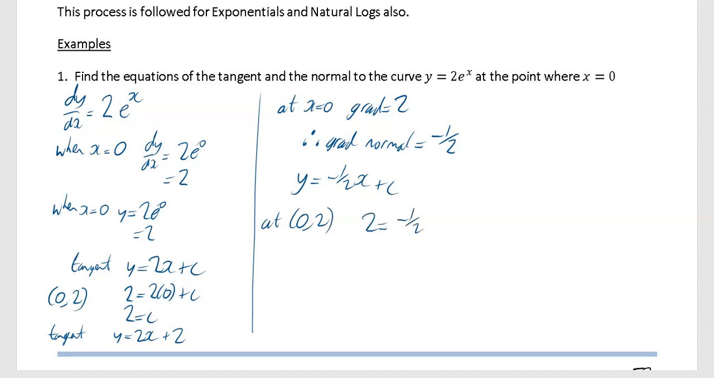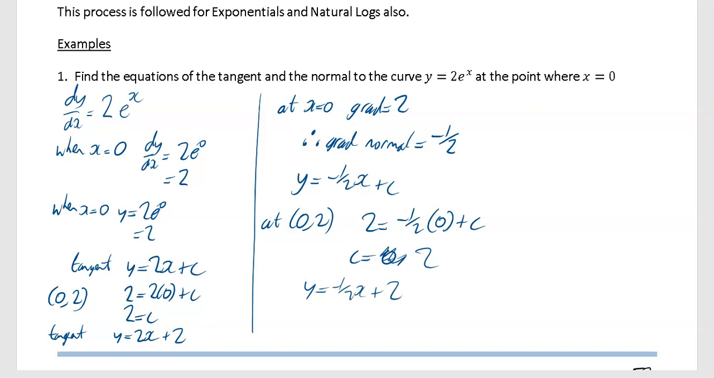So 2 is equal to minus 1/2 times 0 plus your c. So your c is equal to 0. Sorry, your c is equal to 2. Will not rub out for some reason. My c is equal to 2. So what you've got here is your y is equal to minus 1/2 x plus 2.